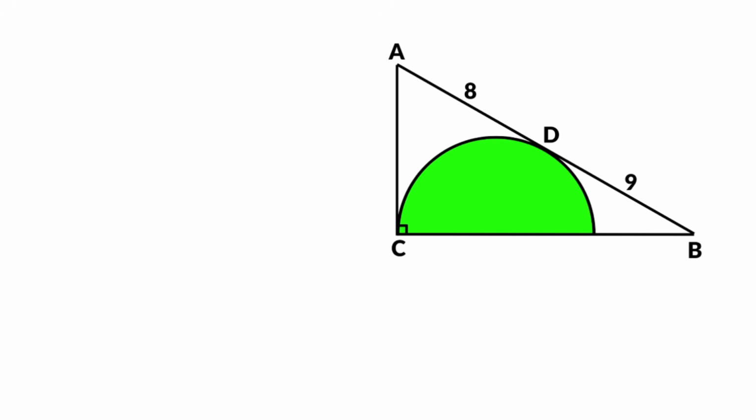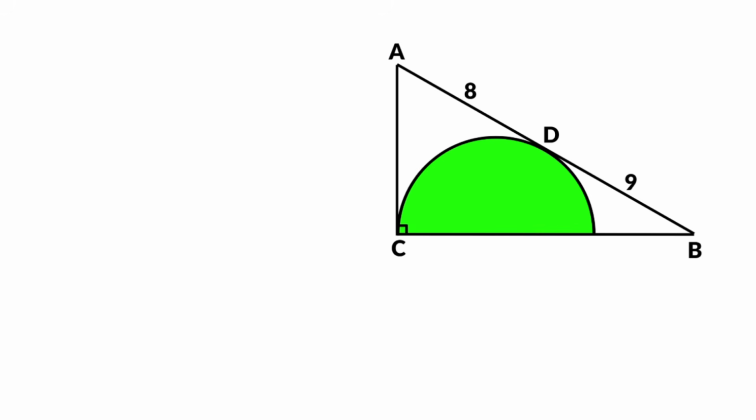That point of tangency splits the hypotenuse into two pieces. The upper segment, AD, has length 8, and the lower segment, BD, has length 9. Our challenge is simple. Find the exact area of the green semicircle. Let's start at the top vertex, point A.